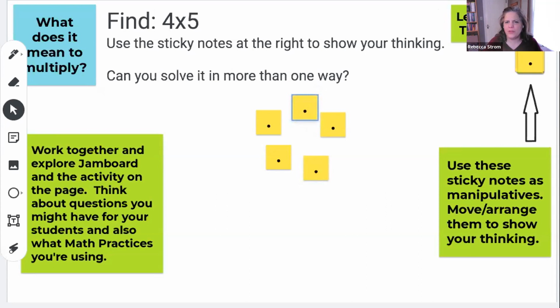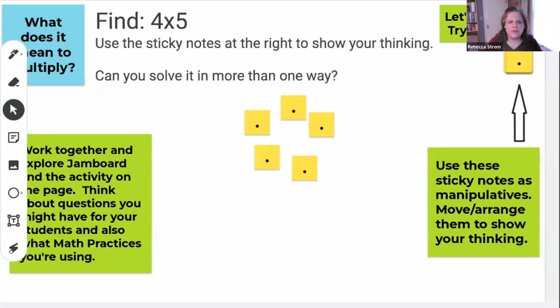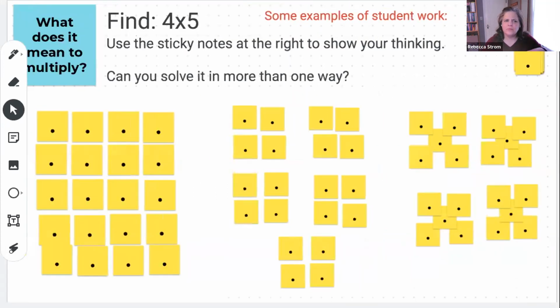Make an array, absolutely. There's grouping. So here's an example of what students have done. They could make an array. We've got 4 rows of 5, or we could make grouping 5 groups of 4 or 4 groups of 5. And we're seeing this repetition of equal groups.